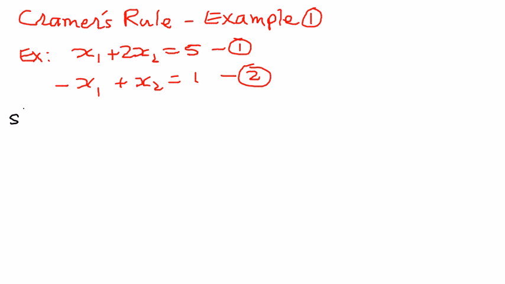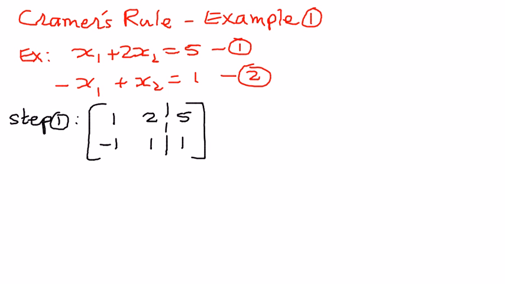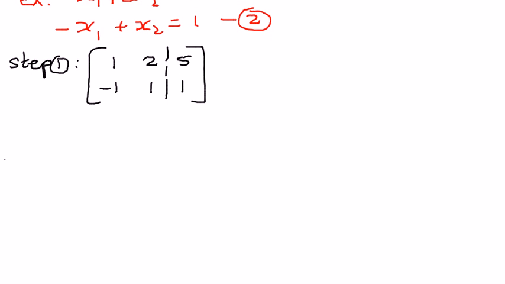In step number 1, we're going to write the augmented matrix for the given system of linear equations. The coefficient of x1 is 1, the coefficient of x2 is 2, the constant term is 5 in the first equation. The coefficient of x1 is negative 1, the coefficient of x2 is 1, and the constant term is 1 in the second equation. We'll put a partition line between the constant terms and the coefficient matrix. So that is our augmented matrix.